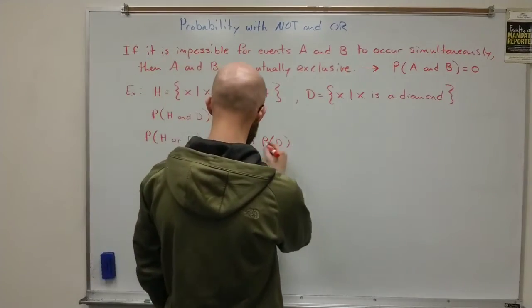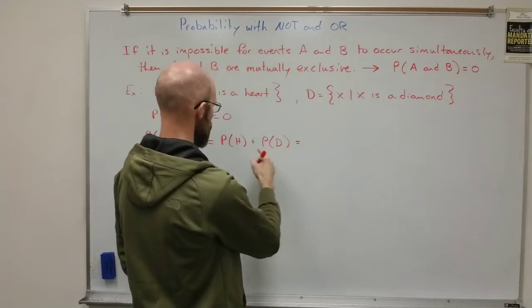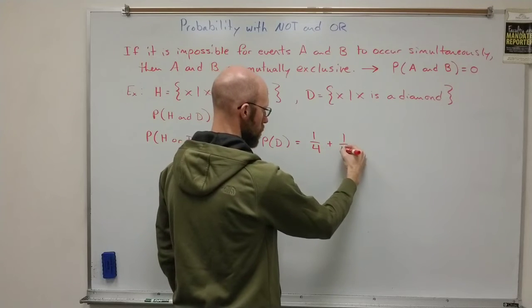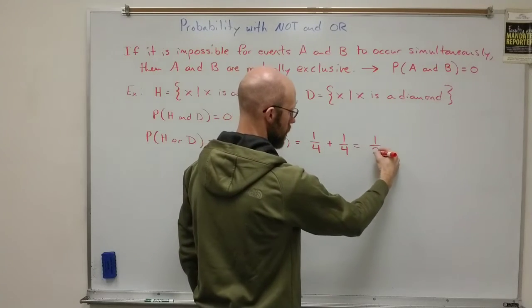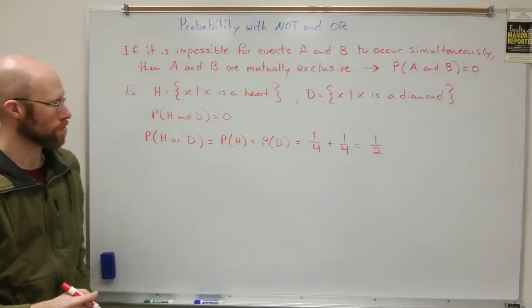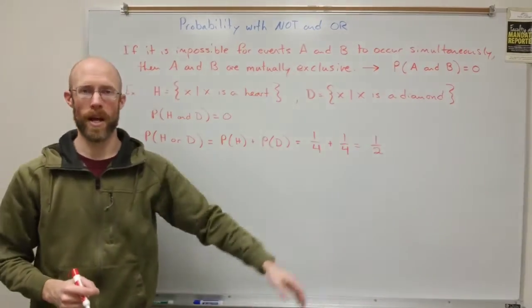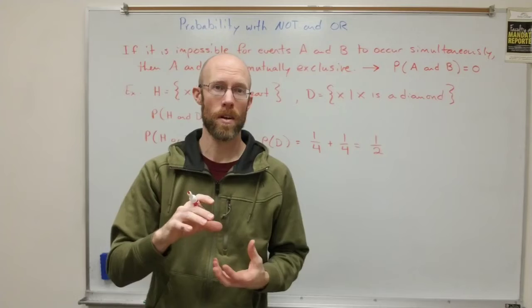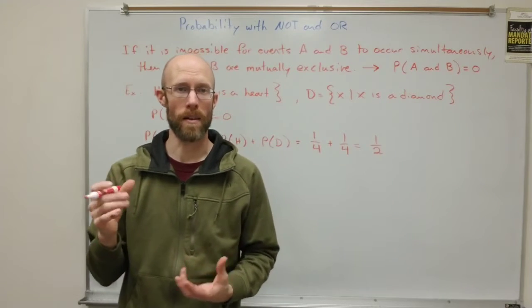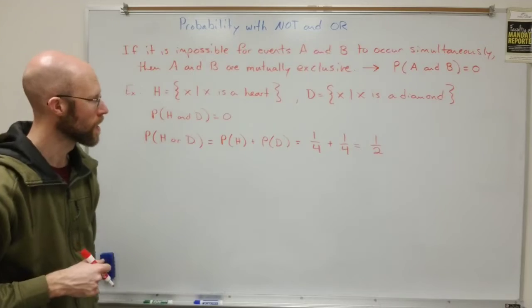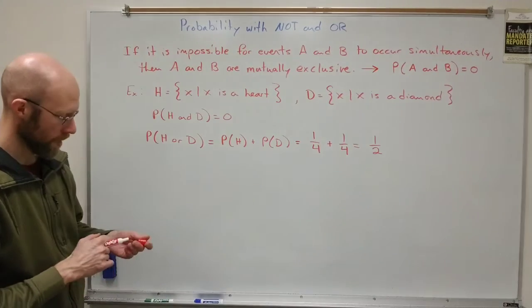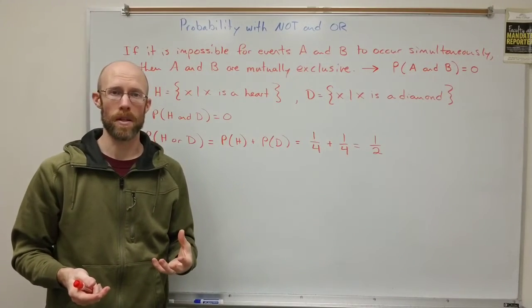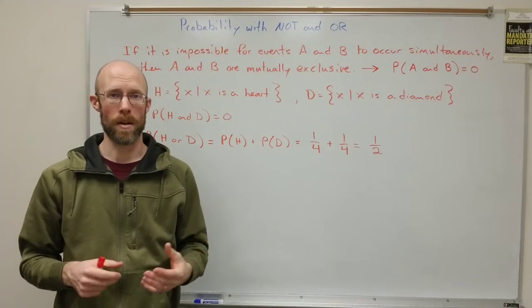And so in this case, the probability of getting a heart is 1/4, the probability of getting a diamond is 1/4, and together they add up to 1/2. Okay, so the probability of one or the other is 1/2, right? If I pull a card up, 1/2 the time it's going to be either a heart or a diamond. 1/2 the time it's going to be red, theoretically. And this is true anytime you have mutually exclusive events. You simply add up their probabilities to get the probability of one or the other happening.